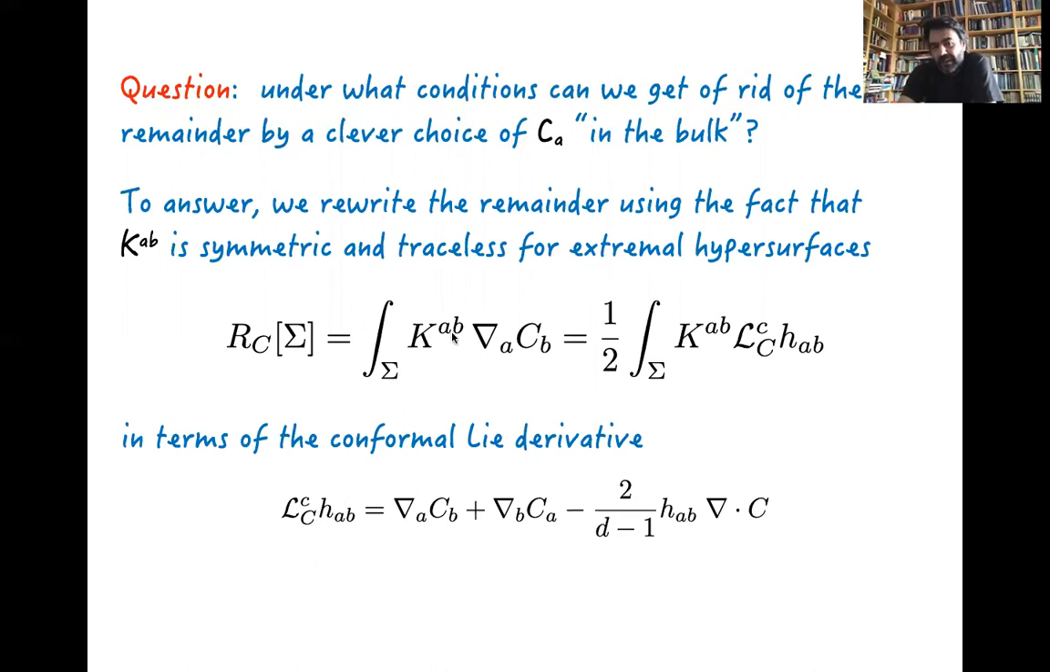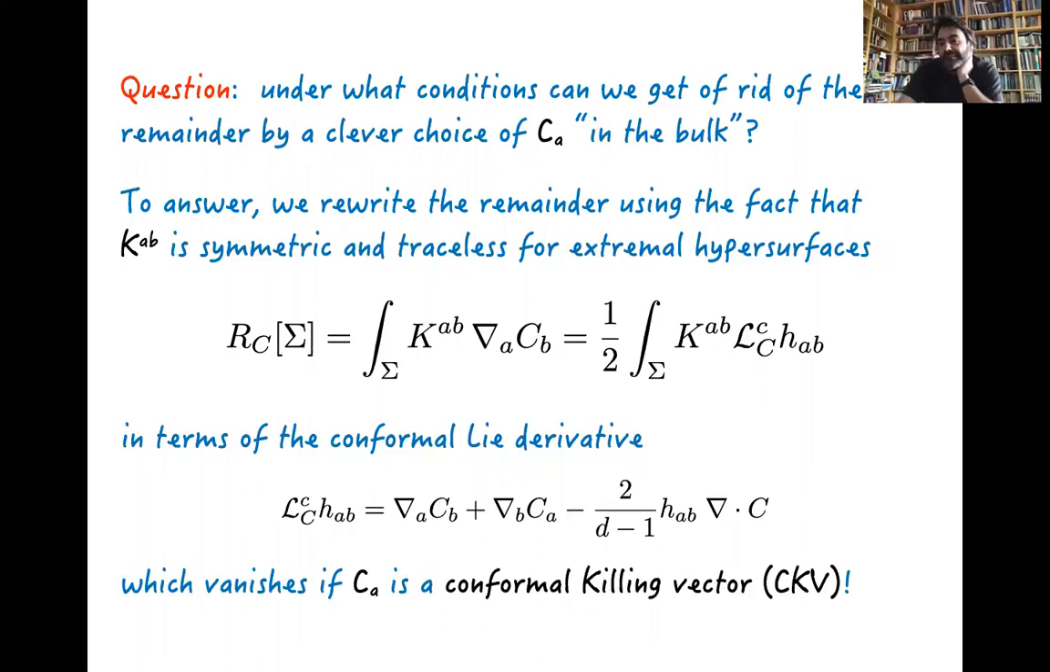extremal, I can just write this as K times the conformal Lie derivative of the metric. The conformal Lie derivative is just the normal Lie derivative minus the trace. And I can do that precisely because of the properties of K. But now this is interesting, because the conformal Lie derivative vanishes precisely if C is a conformal Killing vector.